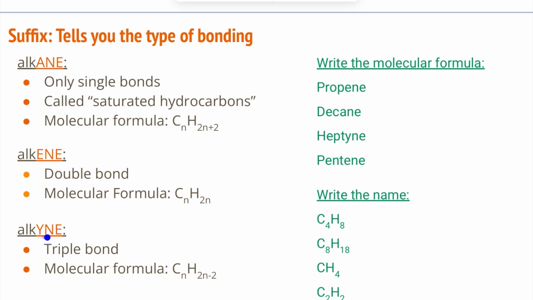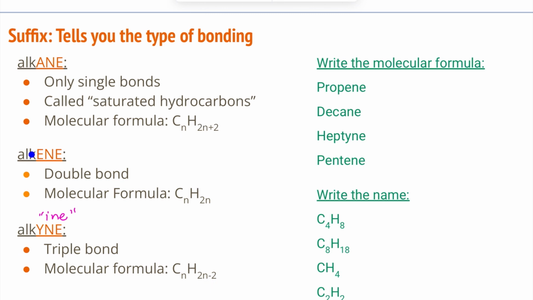And then we have alkynes. And again, this is kind of pronounced I-N-E, even though it's spelled with a Y. And that means that there is a triple bond somewhere in the chain. And again, if we have a triple bond, we need even fewer hydrogens, making those carbons happy. So it's going to be N carbons and 2N-2 hydrogens with those.